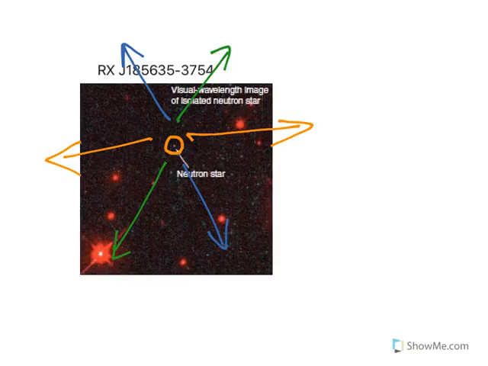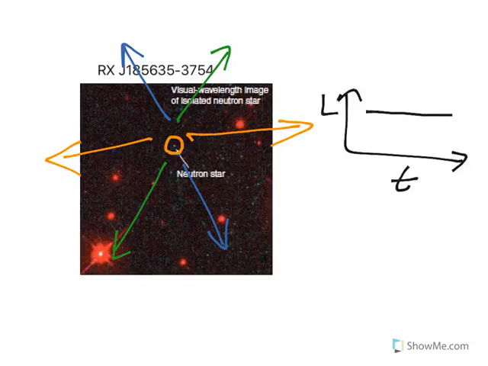Because to us, if we looked at the light curve, how much light is being emitted over time, we might see something fairly constant. And so, since it's not blinking on, off, on, off, we wouldn't call it a pulsar. We would call this object a neutron star.